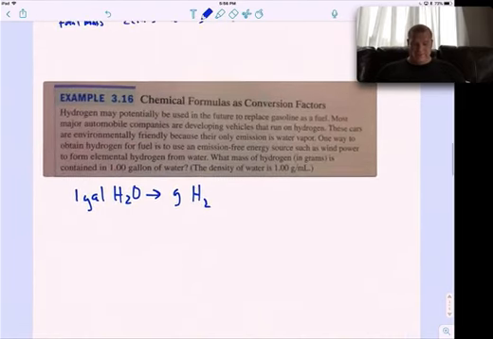But okay, let's look at this one. Hydrogen may potentially be used in the future to replace gasoline as a fuel. Probably not, but we'll see. Most major automobile companies are developing vehicles that run on hydrogen. That's true. These cars are environmentally friendly because their only emission is water vapor. One way to obtain hydrogen for fuel is to use an emission-free source such as wind power to form elemental hydrogen from water. What is the mass of hydrogen in grams obtained from 1 gallon of water?